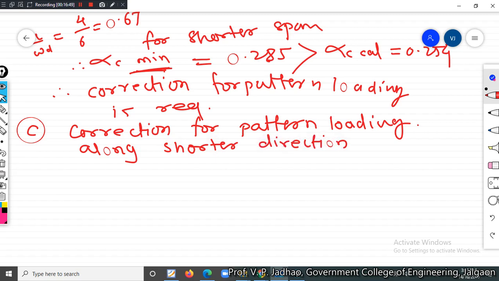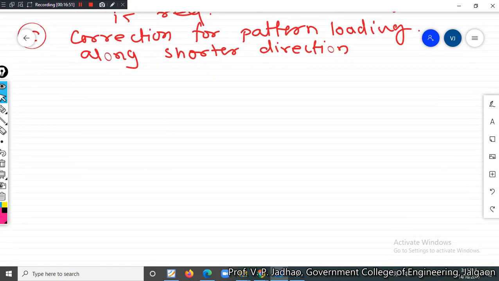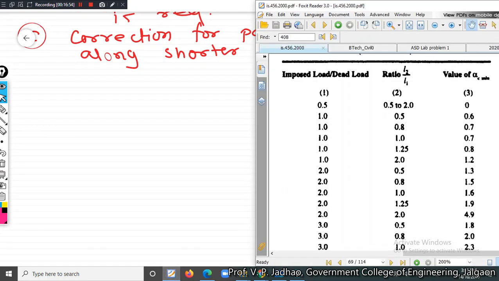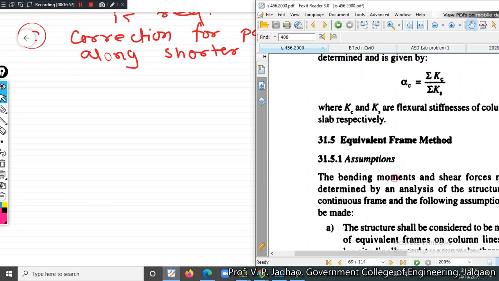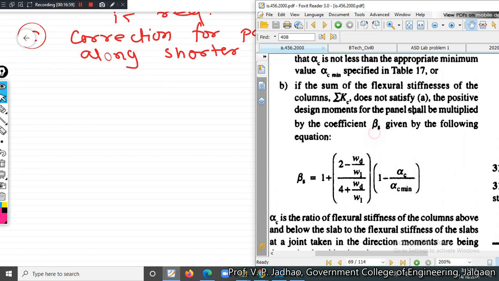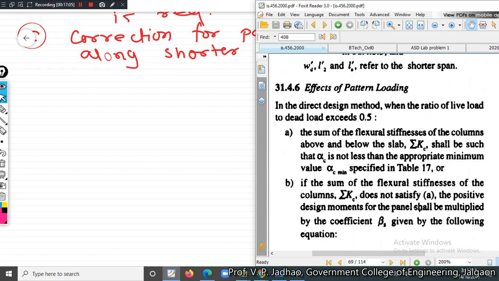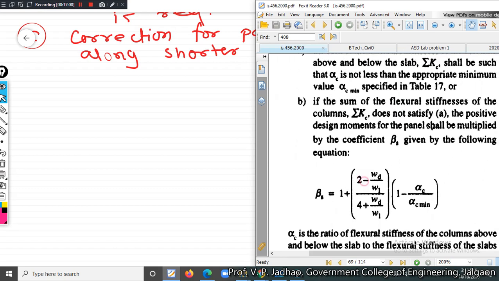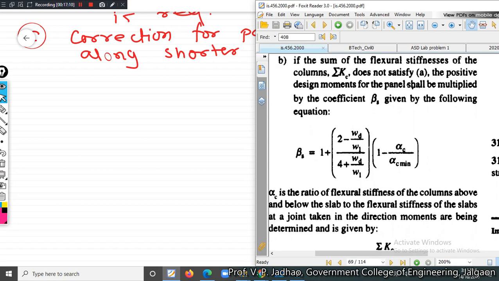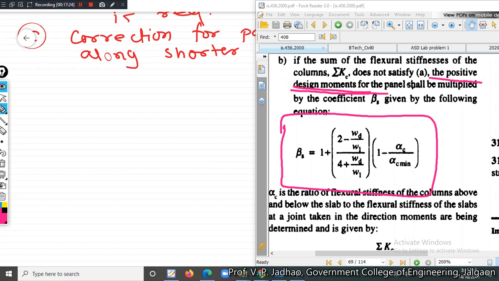Now how do we calculate this correction for pattern loading? Just go through IS 456 2000. There is one clause given, clause 31.4.6, on page number 56 of IS 456. The correction factor or multiplication factor is given here. This is the formula for calculating the multiplication factor, and with it we have to multiply the positive design moments.